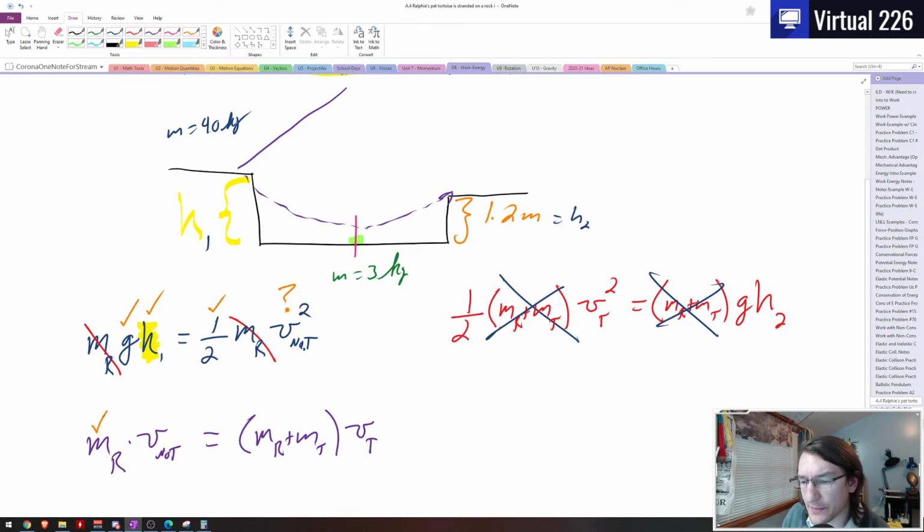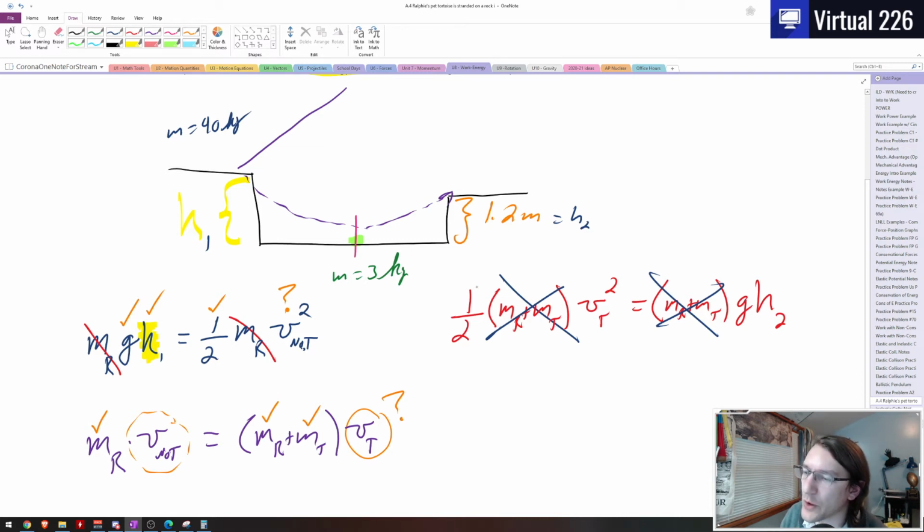We know the mass of Ralphie. We know the mass of the turtle. I would like to learn what this is. So that's fine that it's here, but I don't know what this turtle velocity is after the collision. So how can I get that?